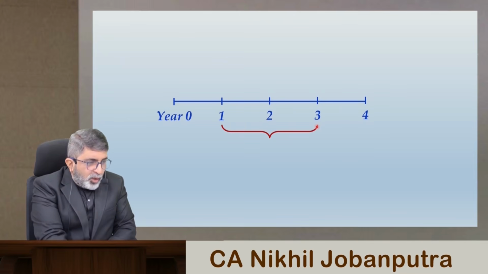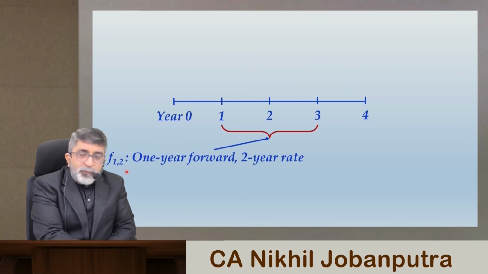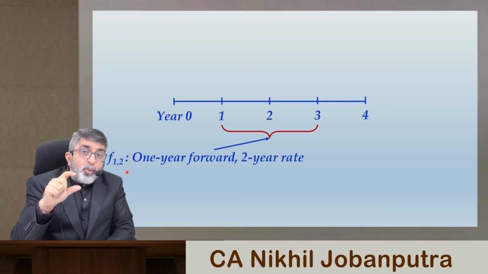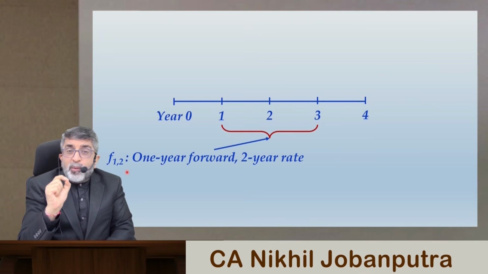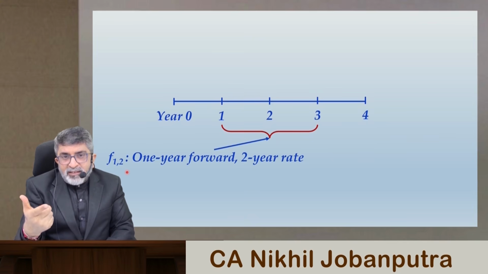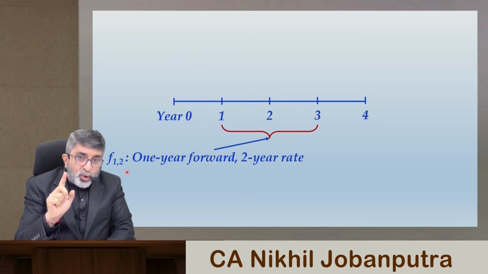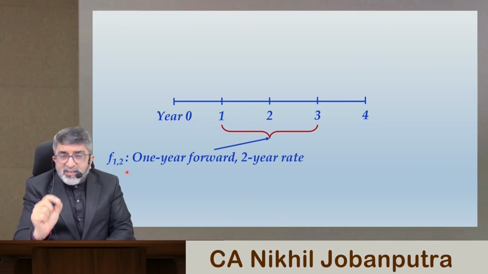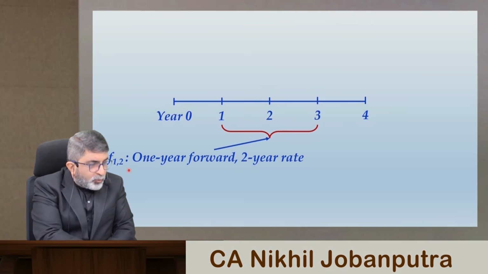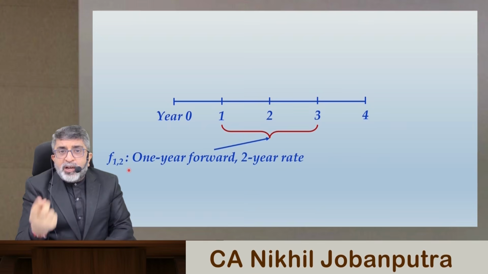Now, symbolically, how do you represent this? You will call it F1, 2. Now, F as in small f is used to indicate a forward rate. Capital F is used to indicate a forward price. So we are purposely using small f over here, and you should always follow this discipline. Small f indicates a forward rate. Now what is the relevance of this 1, 2? After 1 year the loan will start, and loan will be for a period of 2 years.